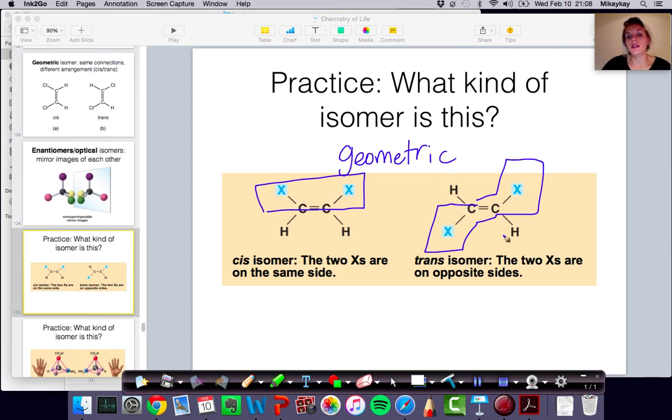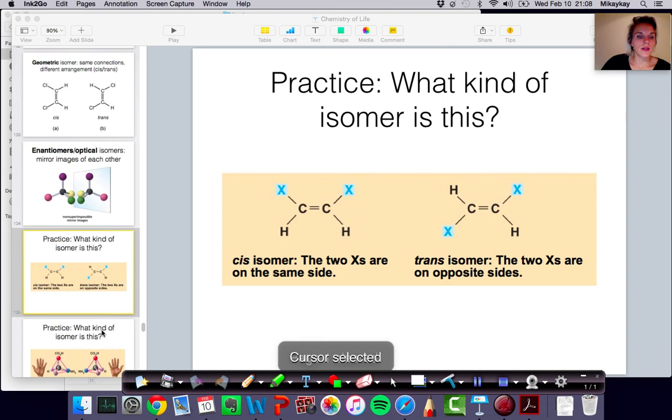They're all connected the same way, right? You have a carbon with an X, which could be a chlorine or whatever, and a hydrogen. These are connected in the same way, but they are oriented differently around the double bond. So whenever you see a double bond like this, you might be thinking geometric isomers. Let's go to the next one here.